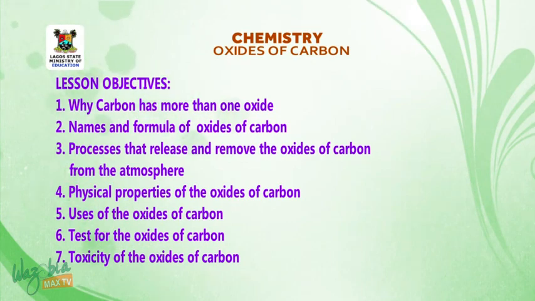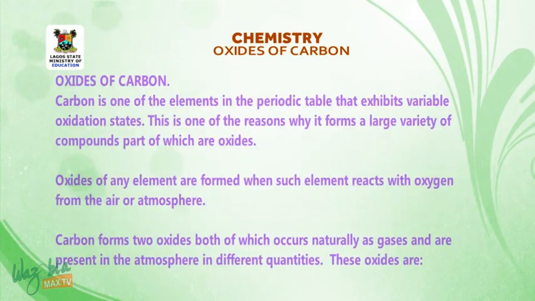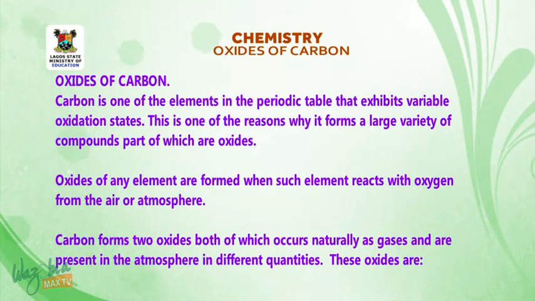So let's start right away. Carbon is one of the elements in the periodic table that exhibits variable oxidation states. This is one of the reasons why it forms a large variety of compounds, part of which are oxides. Oxides of any element are formed when such element reacts with oxygen from the air or atmosphere. Carbon forms two oxides, both of which occur naturally as gases and are present in the atmosphere in different quantities.